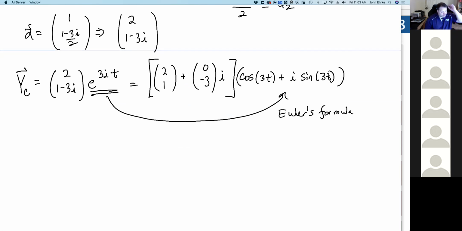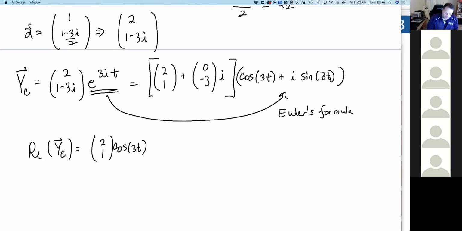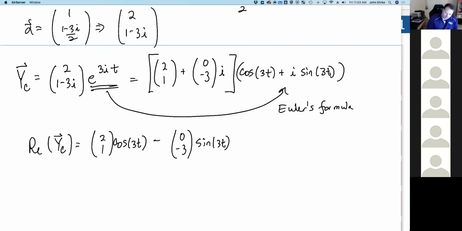All right, so if I look at that complex solution, I need to pick out its real and imaginary parts. The real part of that complex solution would be the vector 2, 1 times cosine 3t, and the vector 0, negative 3 times sine 3t. But if I take 0, negative 3 times sine 3t, I'll have i times i, which is negative 1. So I'm going to end up subtracting those. So written out, this is 2 cosine 3t. And then the bottom is cosine 3t plus 3 sine 3t.